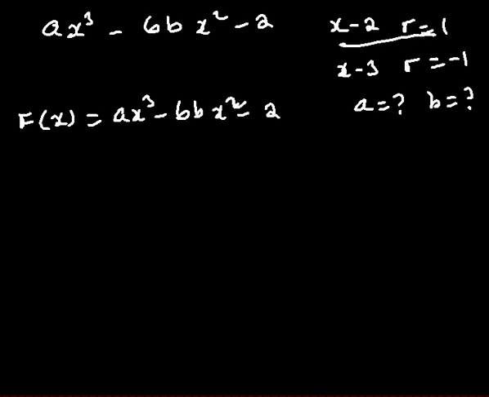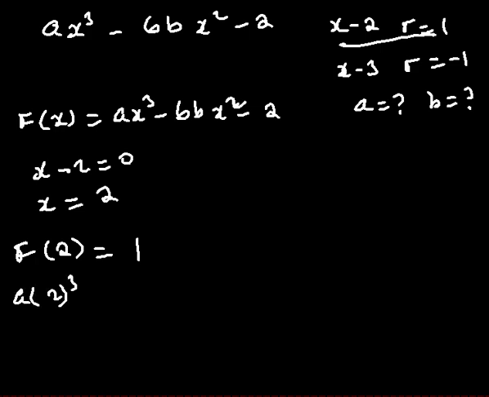And using the first case that we have, keep in mind that x minus 2 is equal to 0. Then x is equal to positive 2. Then f of 2 is the same as the remainder, which is given as 1. Then what is f of 2? We'll have it as a times 2 to the power 3 minus 6b times 2 to the power 2 minus 2, which is equal to 1.